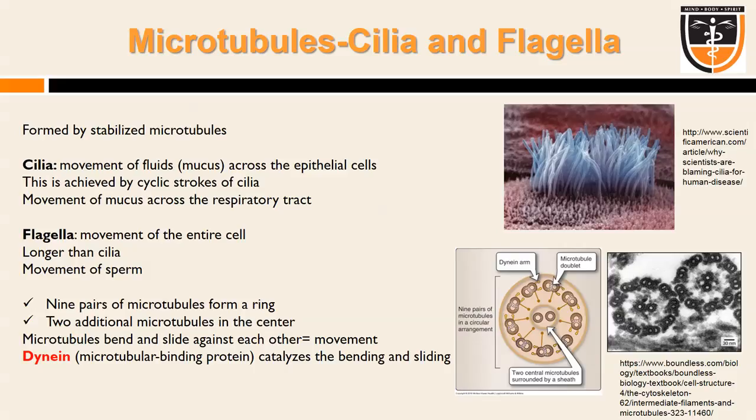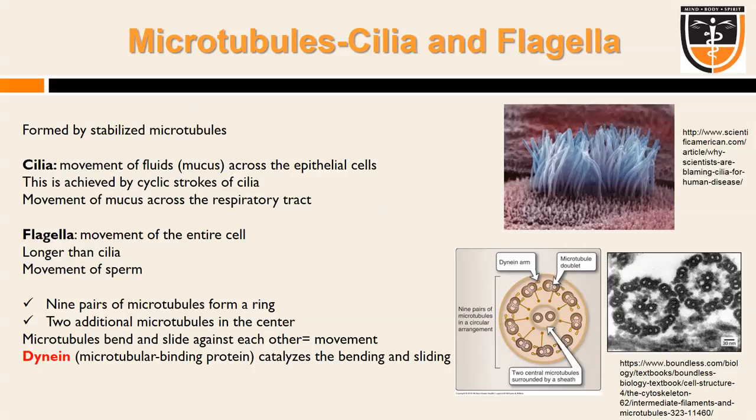Flagella are much longer than cilia, and they're part of the spermatozoid tail. So how does the flagellum, the spermatozoid tail, look on a cross-section? You see here 9 pairs of microtubules that form a ring around a central structure that has 2 microtubules inside. That's actually the spermatozoid tail. And now, how is the movement achieved? It's by these microtubules bending and sliding against each other and moving the tail. The tail usually goes in a rotating fashion.